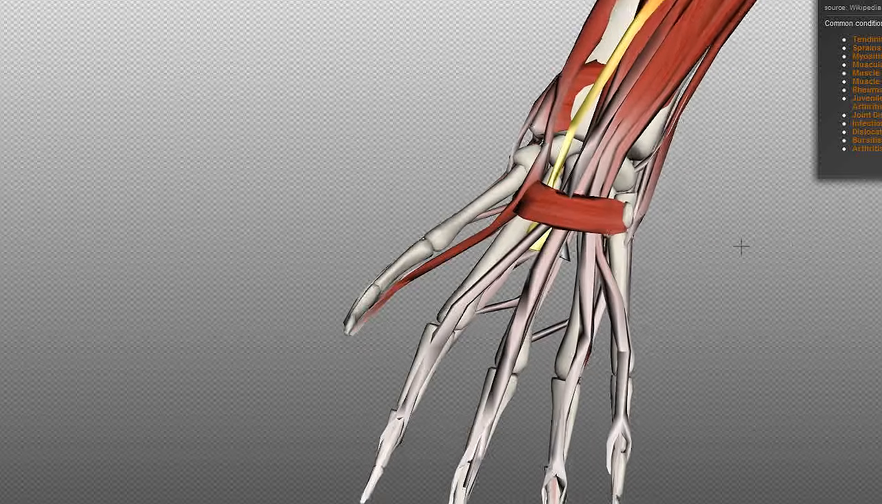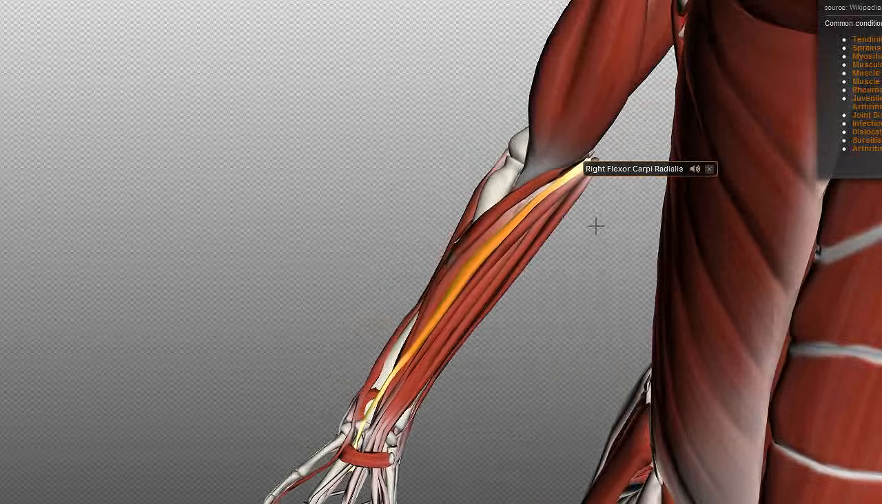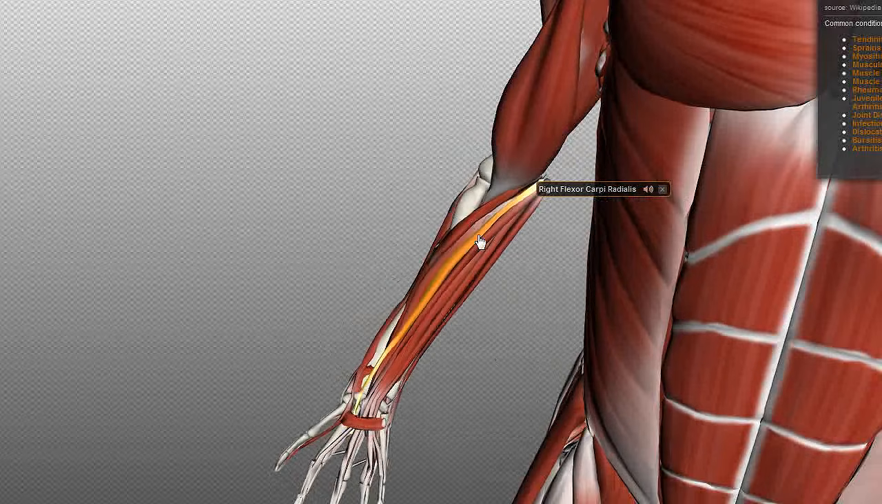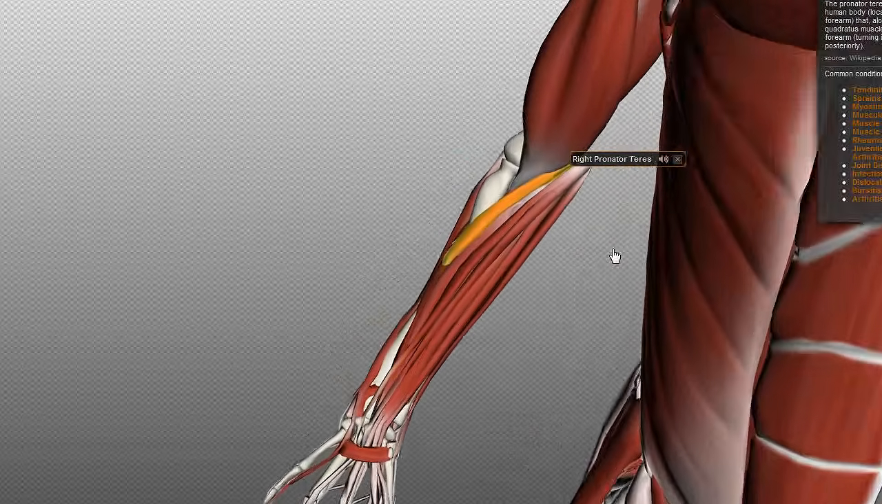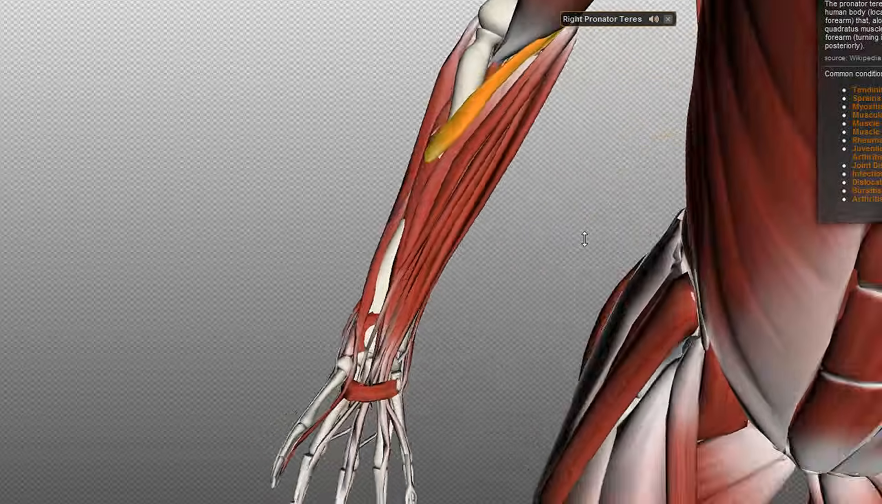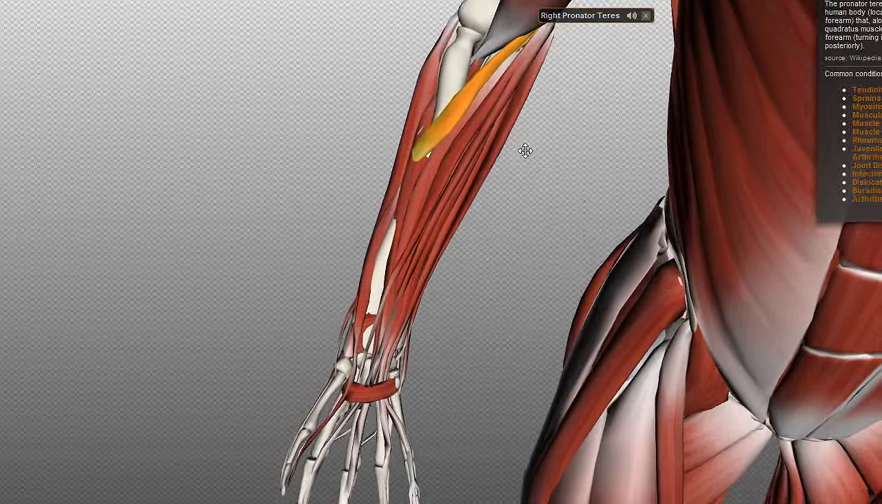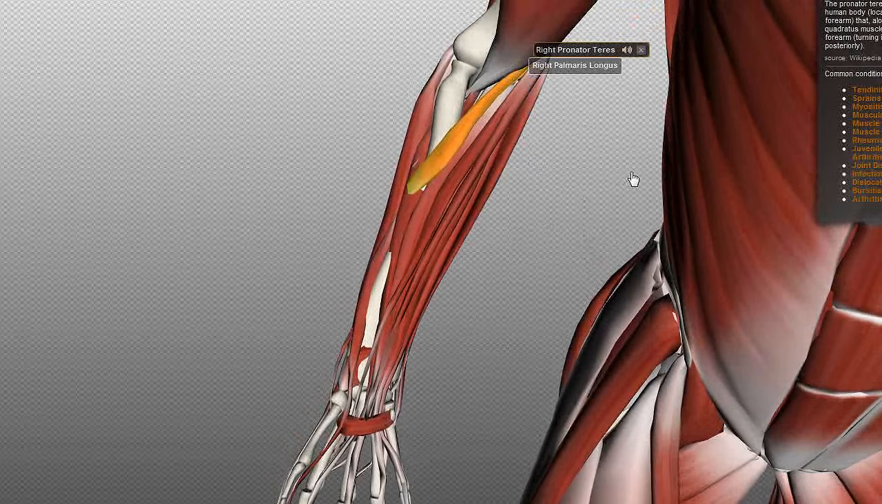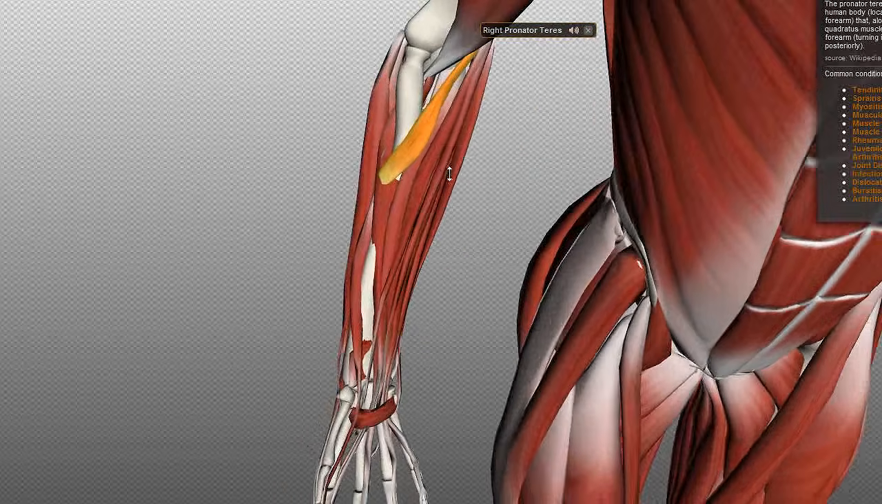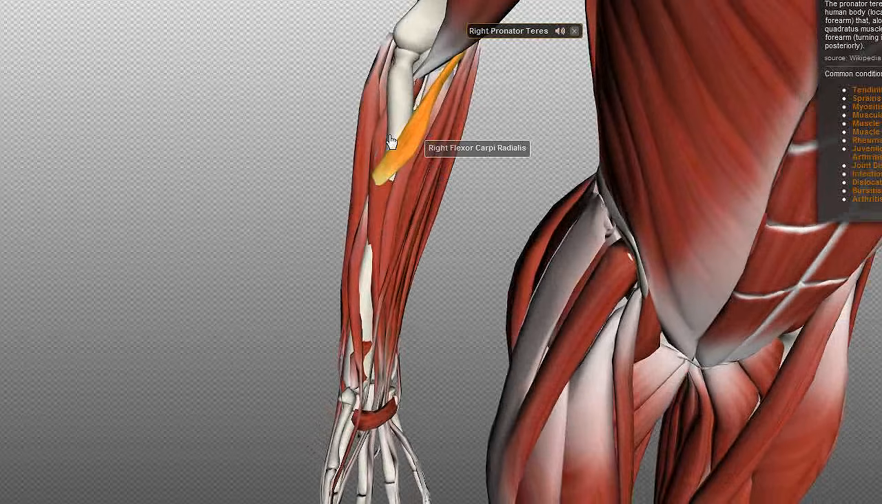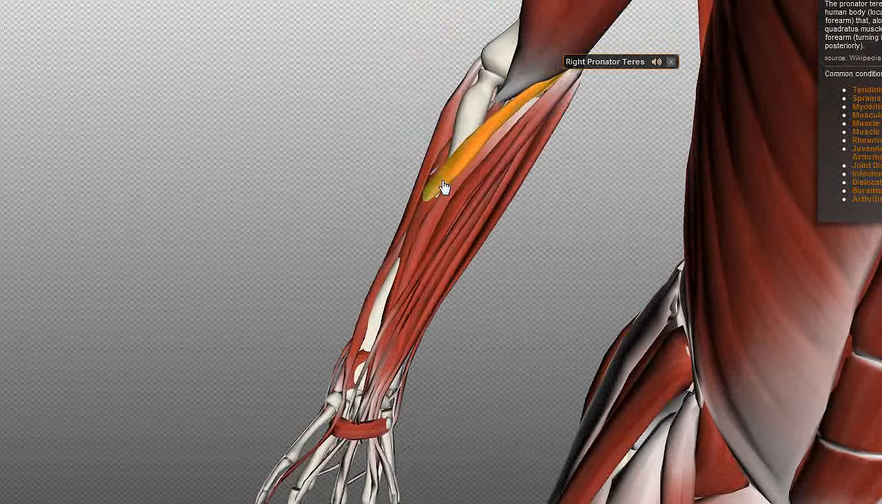So the fourth and final muscle in the superficial layer is this muscle which lies lateral to the flexor carpi radialis. It's the pronator teres. So as the name suggests, it pronates the forearm. So two origins. It originates on the medial epicondyle of the humerus and also on the ulnar bone, and then it inserts onto the lateral part of the mid shaft of the radius. So when this muscle contracts, it pronates the forearm.